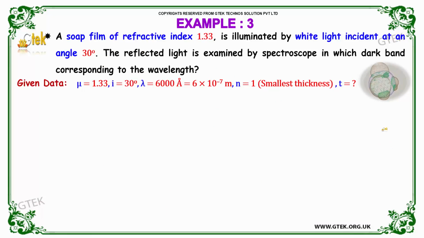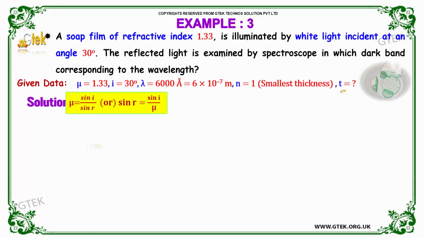A soap film of refractive index 1.33 is illuminated by white light incident at an angle of 30 degrees. The reflected light is examined by a spectroscope in which a dark band corresponds to the wavelength. So we have mu is equal to 1.33, i is equal to 30 degree, lambda is equal to 6000 angstrom, this is the standard value, and n is equal to 1, the smallest thickness. We need to identify the value of t.